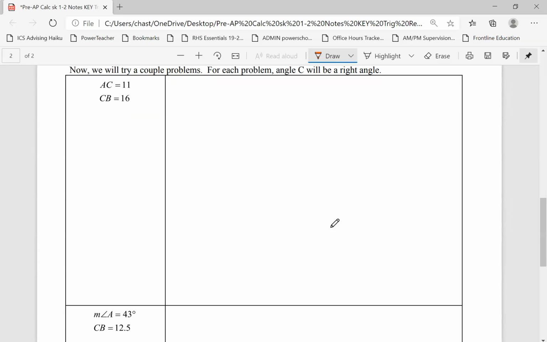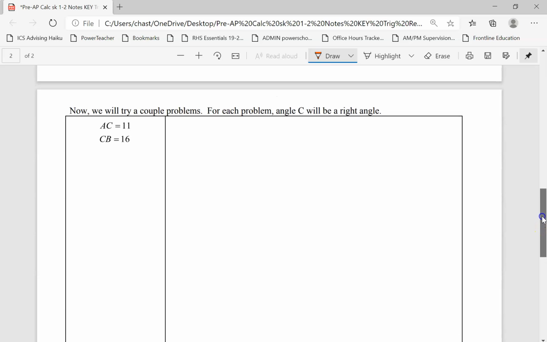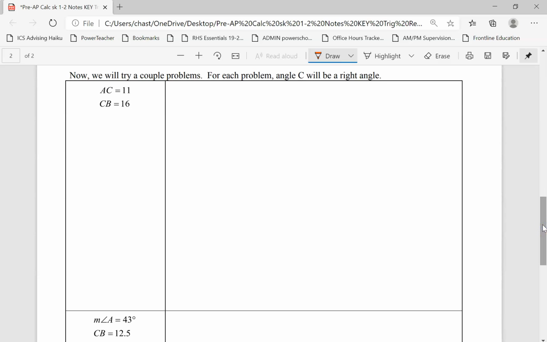All right, so let's try a couple examples. On this triangle right here, we are going to find the missing angles and sides. We know it's going to be a right triangle, so I'm going to go ahead and draw the right triangle over here to the left. We know angle C will be the right angle, so I'm just going to call the other vertices A and B. We're told that AC is 11, and CB is 16.